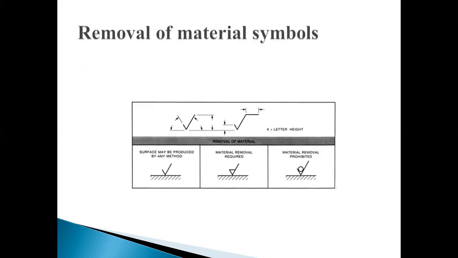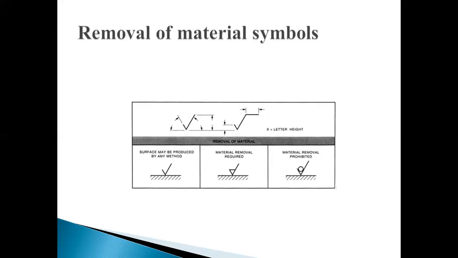In this symbol, we see the various symbols which represent machining and manufacturing of any product. In the first symbol there are two legs, one small and another large leg, and in between there is a 60-degree angle. And in the first symbol, the product can be manufactured by any method such as casting, forging, etc.